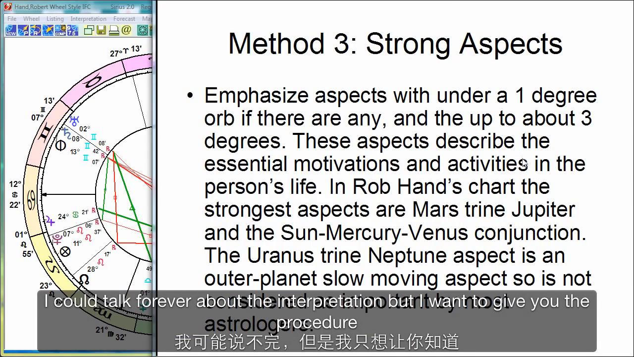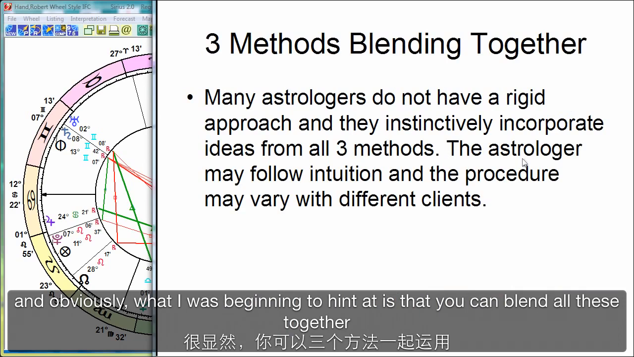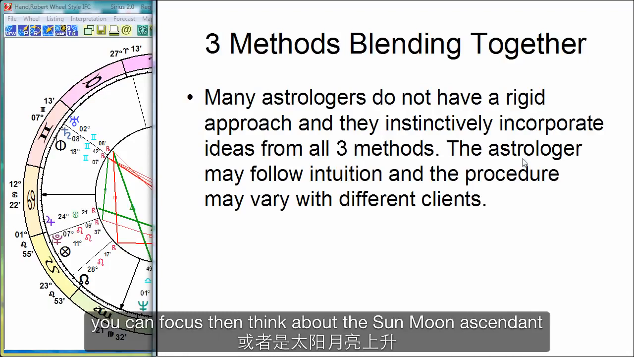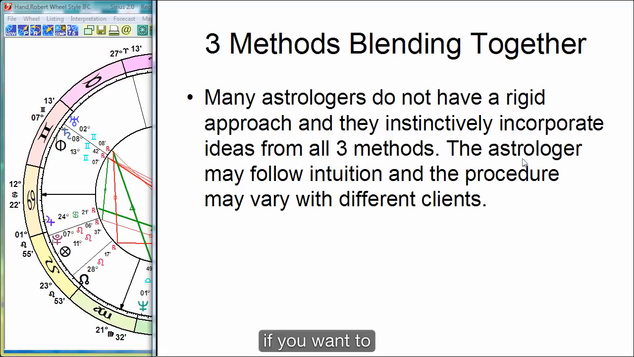I could talk forever about the interpretation, but I want to give you the procedure. Okay, so you've got the procedure. Method number 3, focus on strong aspects. And obviously you can blend, as I was starting to hint at, you can blend all these together. You can focus on the strong aspects, then think about the Sun, Moon, Ascendant, and then you can think about, gee, did I miss anything, and go around the wheel. So you can blend these ideas together if you want to.